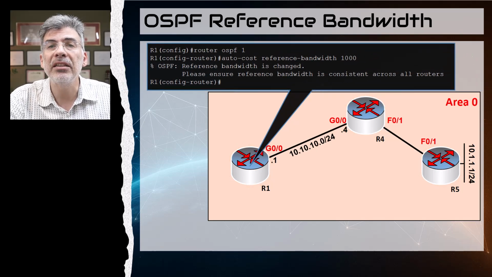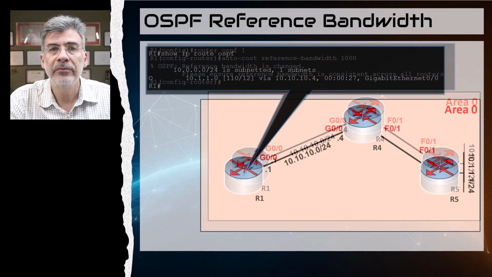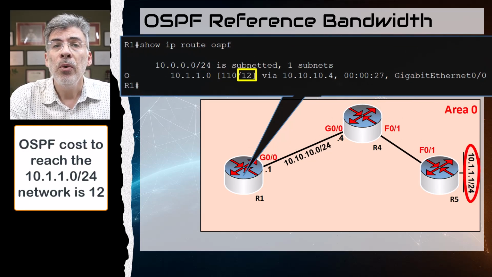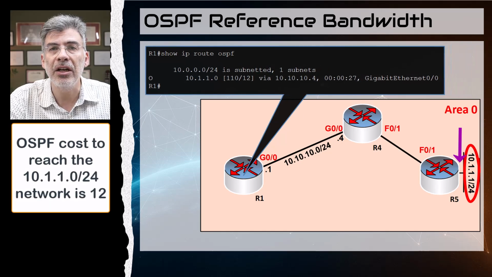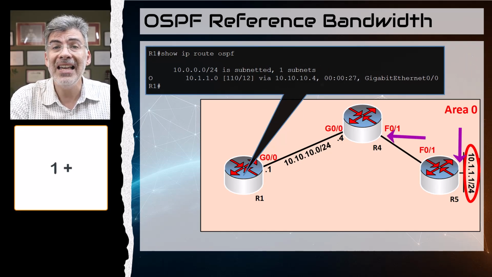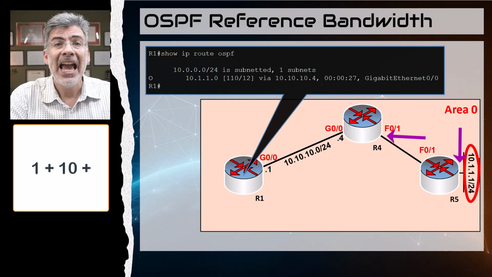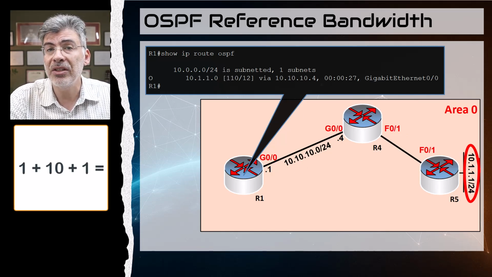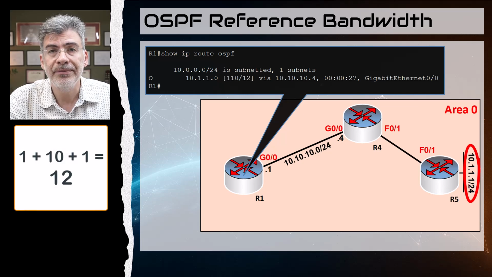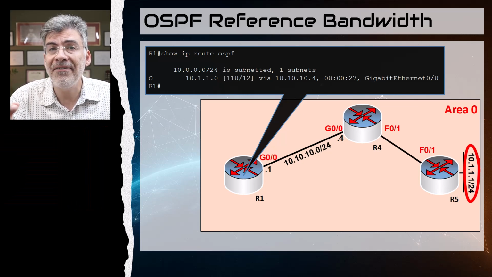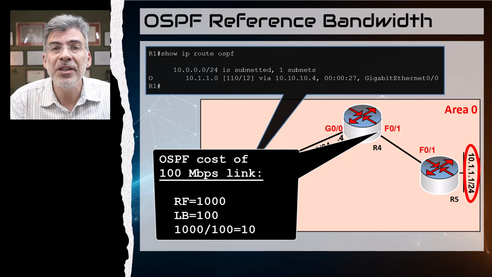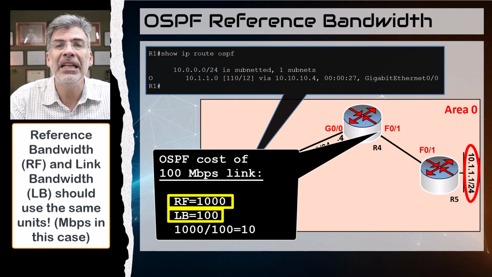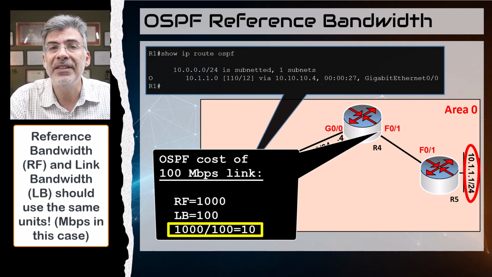Let's take a look at the resulting routing table of R1. We see that we now have a value of 12. How did we get that value? Well, we have this Gigabit Ethernet interface here, which gives us a cost of 1. This Fast Ethernet link gives us a cost of 10, and this Gigabit Ethernet link gives us a cost of 1 once again. So 1 plus 10 plus 1 gives us a cost of 12. To determine how we get the cost of that Fast Ethernet link, we can take the reference bandwidth of 1000 and divide it by 100, which is the speed of our link here, and we get that value of 10.